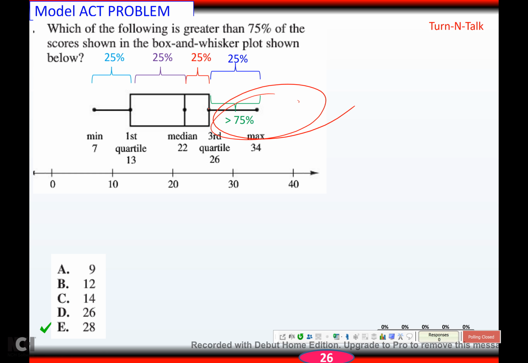Okay, so initially I thought, well, the number is 26. That's the third quartile. But it didn't say what is the third quartile. It wants to know which of the following of these numbers is bigger than 75%. Well, that would be any number bigger than 26. The only number bigger than 26 is 28.